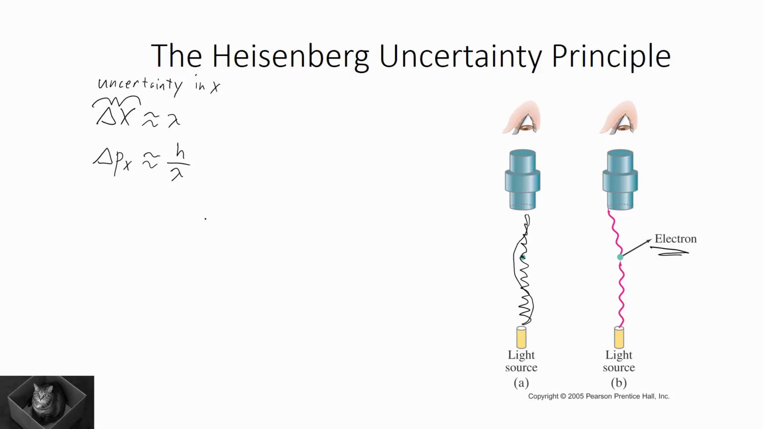And so we have these two relations here. If we combine them, the uncertainty in the position times the uncertainty in the momentum is going to be about equal to the product of these things: wavelength and Planck's constant over wavelength. The wavelength cancels out, so it's about equal, on the order of magnitude, to Planck's constant. So if I increase my uncertainty in my momentum, meaning I know less about the momentum, then I can know the position more precisely. I decrease the uncertainty in the position, and vice versa.